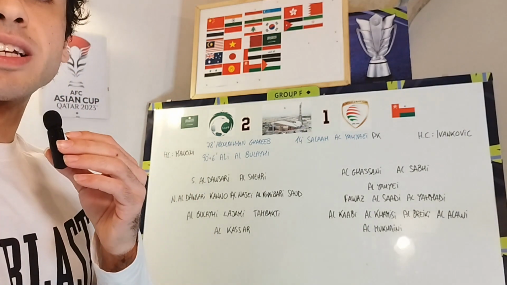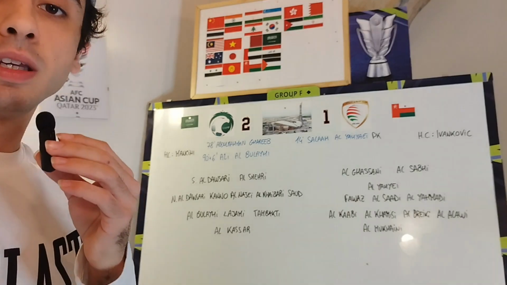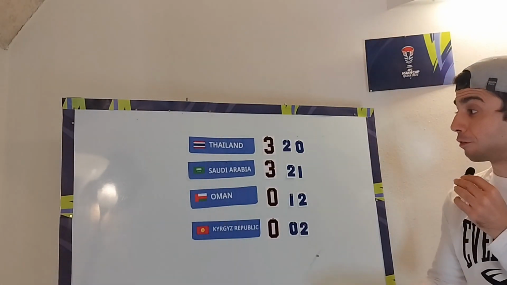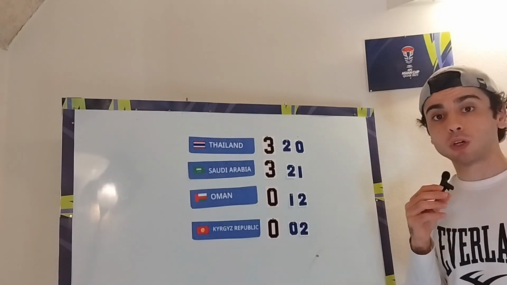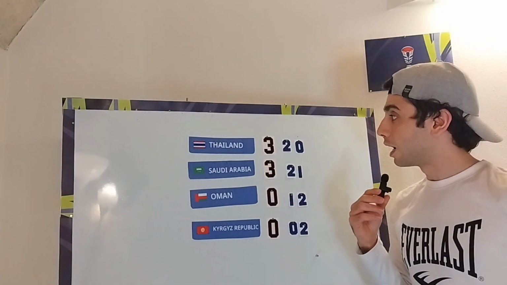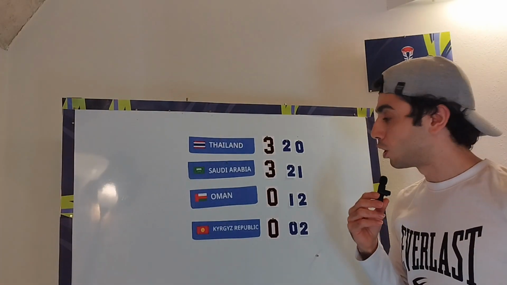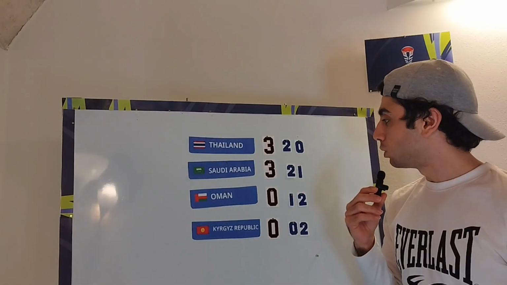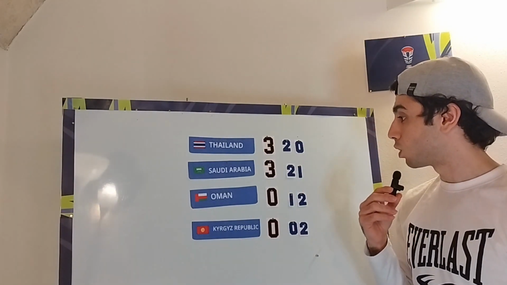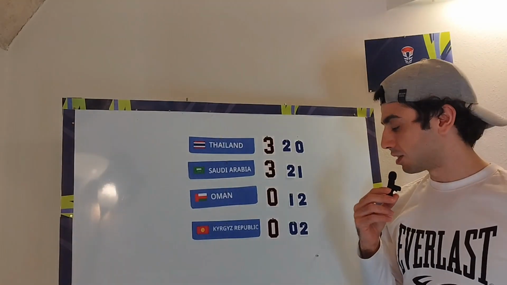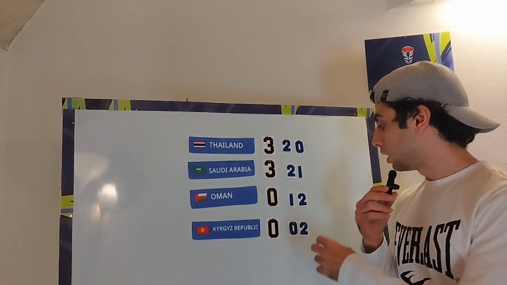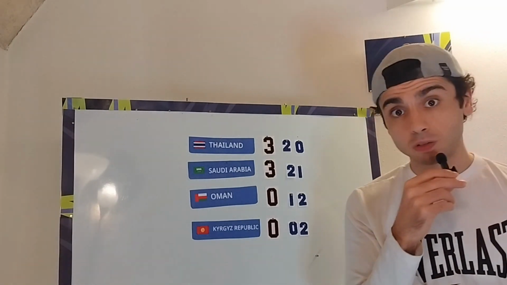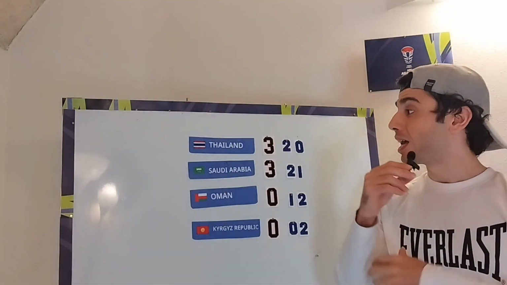So let's check the standings for a second. Let me just move the camera here. We have Thailand in front because of goal differential. They have 3 points with 2 goals scored and 0 against. Saudi Arabia are with them with 2 goals scored and 1 against. Oman and Kyrgyz Republic are at 0, with 1 goal scored and 2 against for Oman, and no goals scored and 2 against for Kyrgyz Republic.